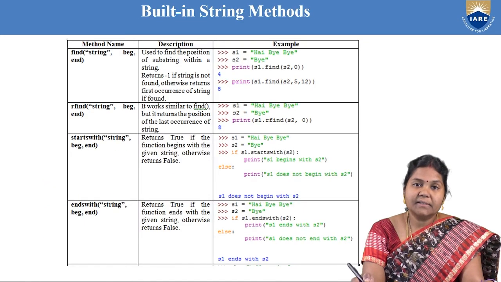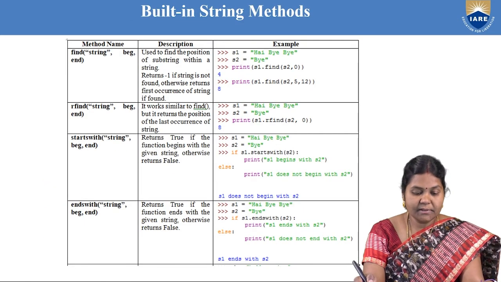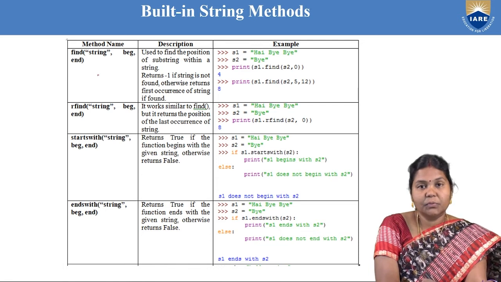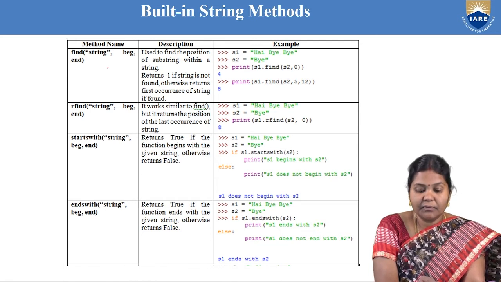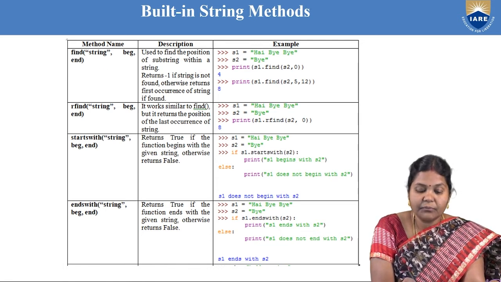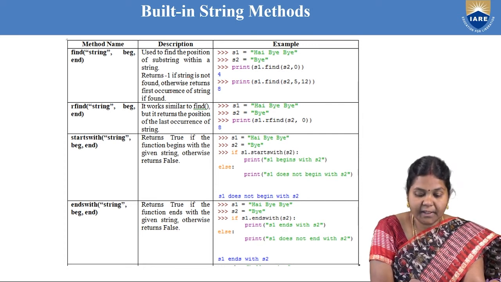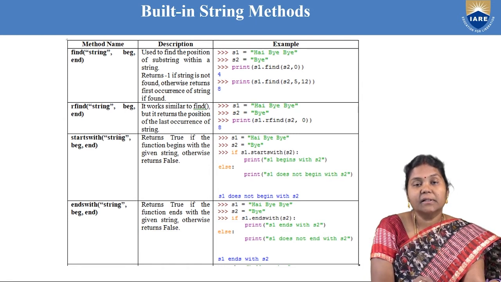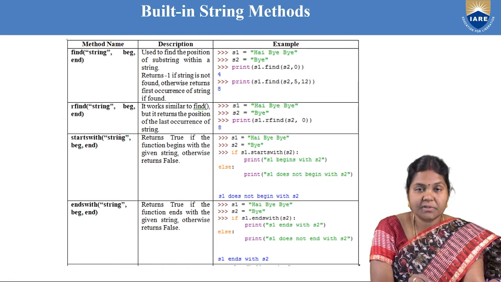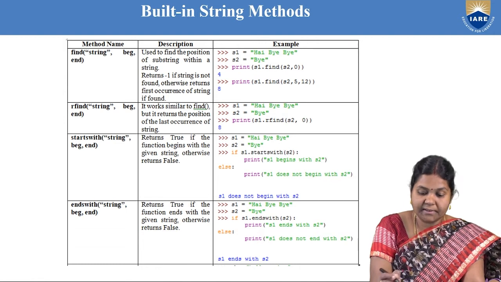Now let us discuss one by one the built-in methods. First method is called find. This particular method will find the position of a substring within a string. If the substring is not present, it returns -1. Otherwise it returns the first occurrence of the substring in the main string. Let us see one example.